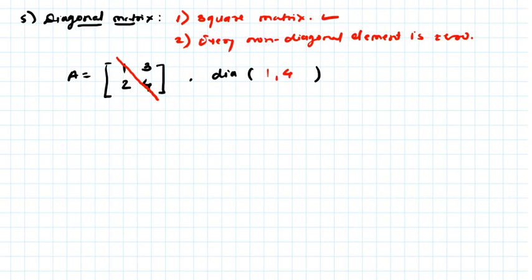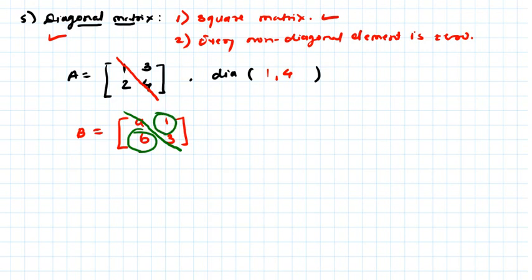Now suppose I consider the second example, matrix B, with entries A, B, 1, 3. Is it a diagonal matrix? The answer is no, because why? The diagonal of this matrix is A and 3, and the non-diagonal elements are this B and this 1. They should be 0, but they are non-zero here. So this is not a diagonal matrix.